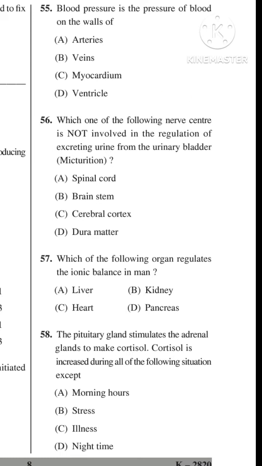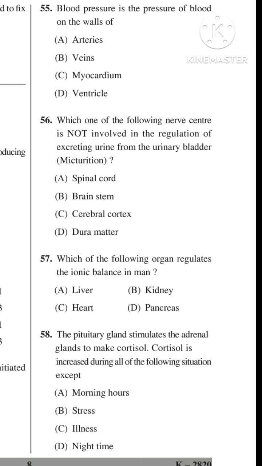Then question number 56, which one of the following nerve center is not involved in the regulation of excreting urine from the urinary bladder? So not involved. So therefore option D, dura mater. So dura mater is not involved in the excreting urine from the urinary bladder.